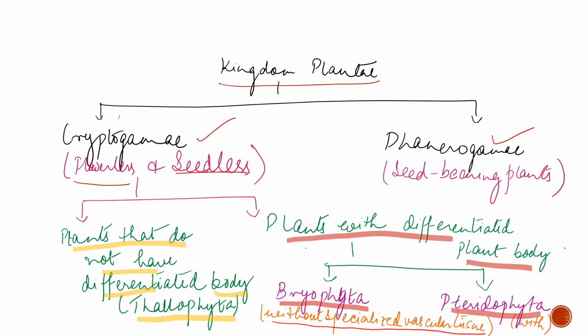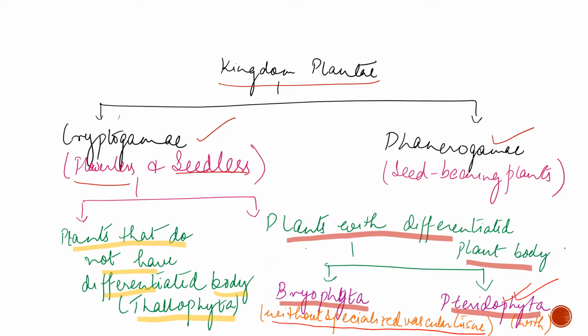That is, in Bryophyta we do not have the vascular tissue for the transportation of water and other substances. So without xylem and phloem is called Bryophyta. Without xylem and phloem, that is Bryophyta, and with xylem and phloem, that is pteridophyta. So these are plants with differentiated body parts.